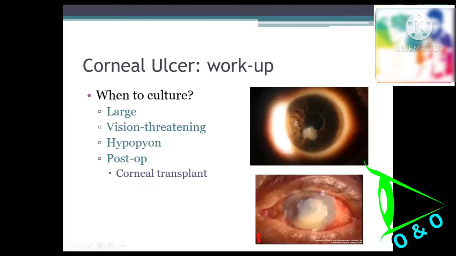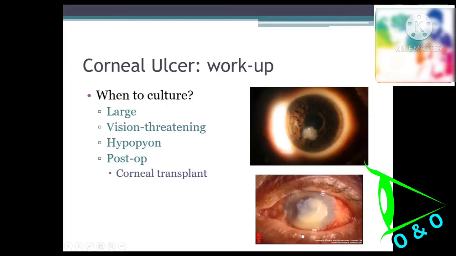So when do you want to culture? You don't have to culture all corneal ulcers, but you do definitely want to consider it in some of these instances. So you want to culture if it's large, and large, probably anything over 2 millimeters I might consider large. Is it vision threatening, meaning is it close to the visual axis? So this one could be a vision threatening one, so maybe this is more into culture, even if it's a small one. Is there an associated hypopyon? Definitely want to culture that. And anyone who's had previous eye surgery, especially a cornea transplant, want to culture.